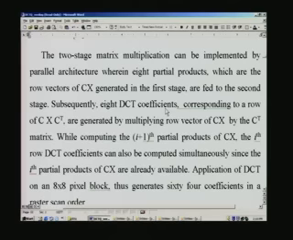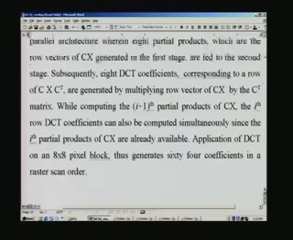Subsequently 8 DCT coefficients, this is after using the partial products, corresponding to a row of Cxt, this is the DCT coefficient that emerges, are generated by multiplying the row vector of Cx by the Ct matrix. So while computing the I plus 1th partial products of Cx, the ith row DCT coefficients can also be computed simultaneously, since the ith partial products of Cx are already available. This is the basic contribution in this algorithm, which we have explained before.